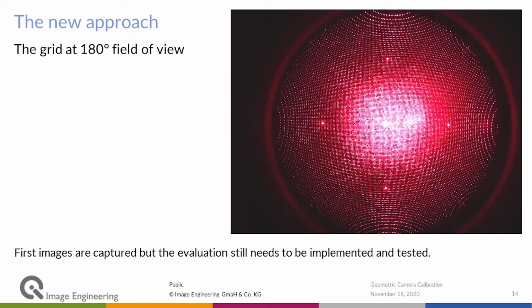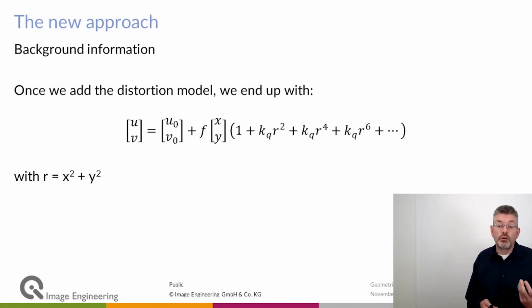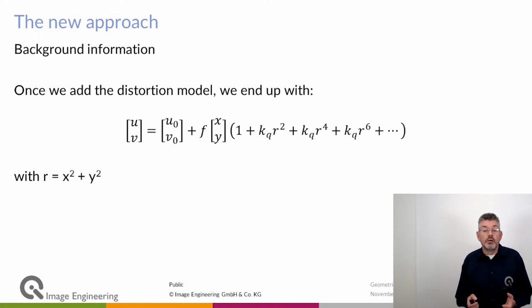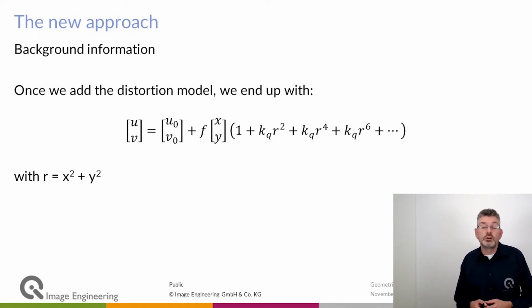So once we have done all that, we of course need our distortion model. One of the most important aims here is to measure the coefficients for our distortion formula. In this case, you see a formula that basically only has radial distortion, and we have the different coefficients that we are going to measure.